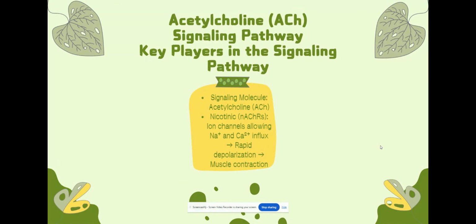Acetylcholine signaling pathway, key players in the signaling pathway. The signaling molecule is acetylcholine, and the receptors are nicotinic, and nicotinic ion channels allow Na+ and Ca2+ influx, which leads to rapid depolarization and muscle contraction.